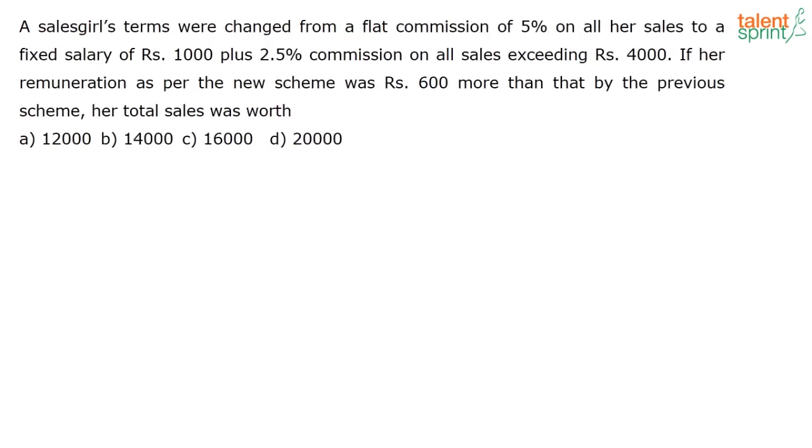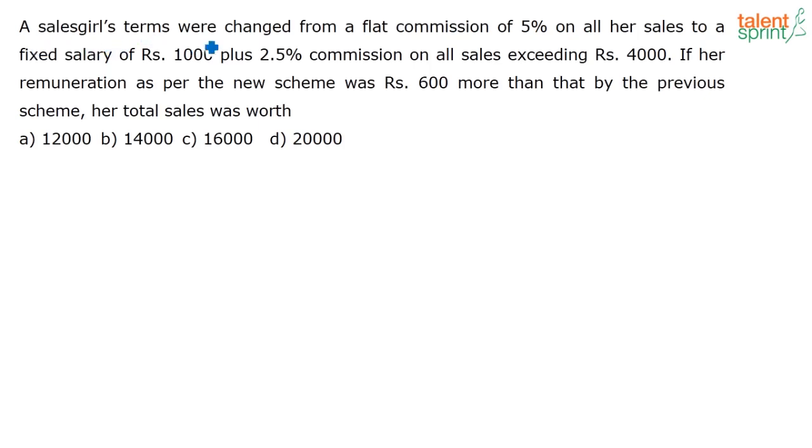A sales girl's terms were changed from a flat commission of 5% on all her sales to a fixed salary of rupees 1000 plus 2.5% commission on all sales exceeding rupees 4000. If her remuneration as per the new scheme was rupees 600 more than that by the previous scheme, her total sales worth is dash. Now let us read it.